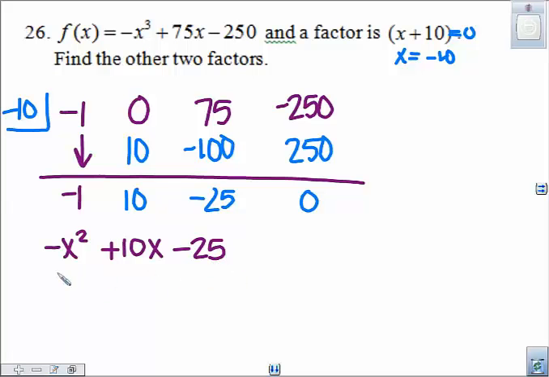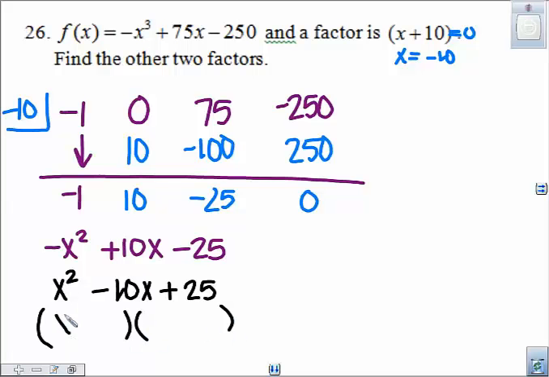This can be factored further, so you need to factor it. Before I factor it, I never want a negative x squared term, so if I divide everything by -1, that changes all of the signs. Okay, so that's what I'm going to do before I factor this further.